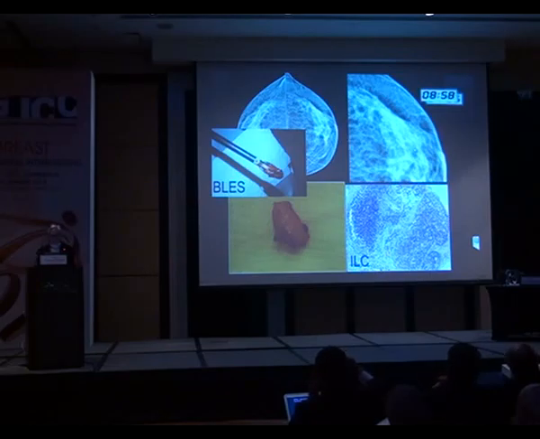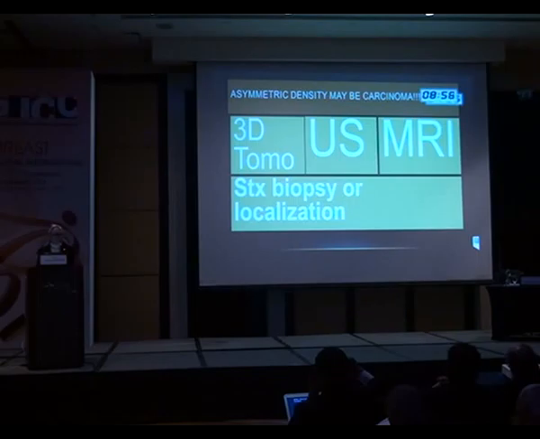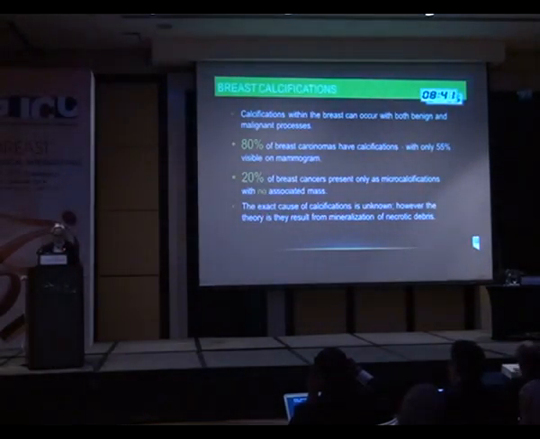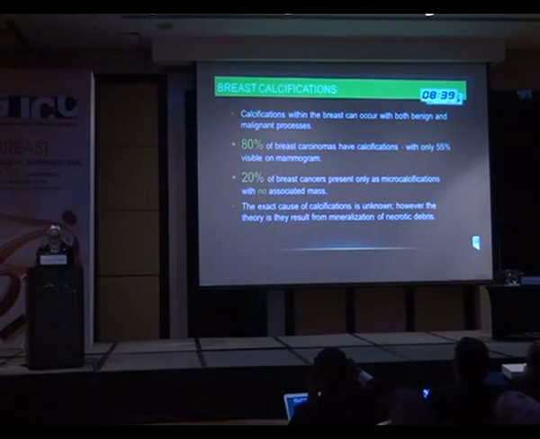So asymmetric density could be a sign of breast cancer, and we have to further analyze it. We can use our tools like 3D tomosynthesis, ultrasound, MRI, or we may go for biopsy and localization. Breast calcification is very important sign of breast cancer. Calcification within the breast can occur both in benign and malignant process.